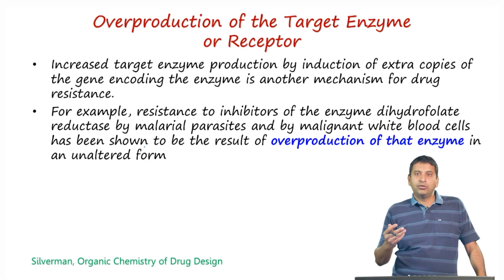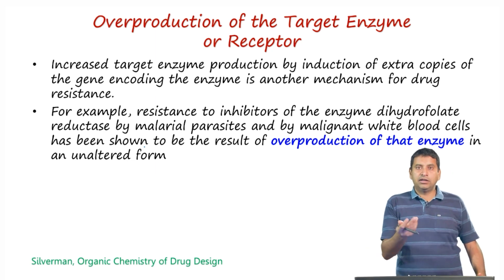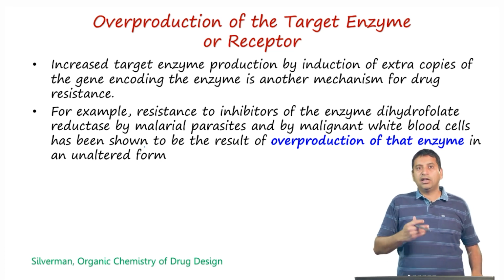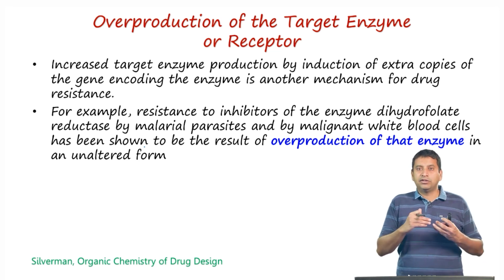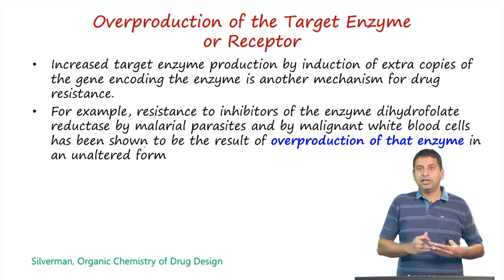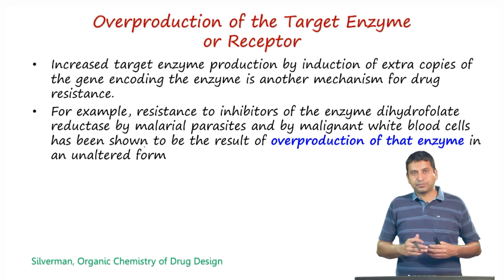Now, the next way in which you can have resistance is overproduction of the target enzyme or receptor. Let us say we have an excellent reversible inhibitor of an enzyme or an agonist for a receptor. Now, if you have a large number of these enzymes, that is if the protein expression goes up, then you need a much higher concentration of the inhibitor to actually inhibit the enzyme. One way in which the cell can counter this drug is to increase the enzyme production by induction of extra copies of the gene encoding the enzyme.